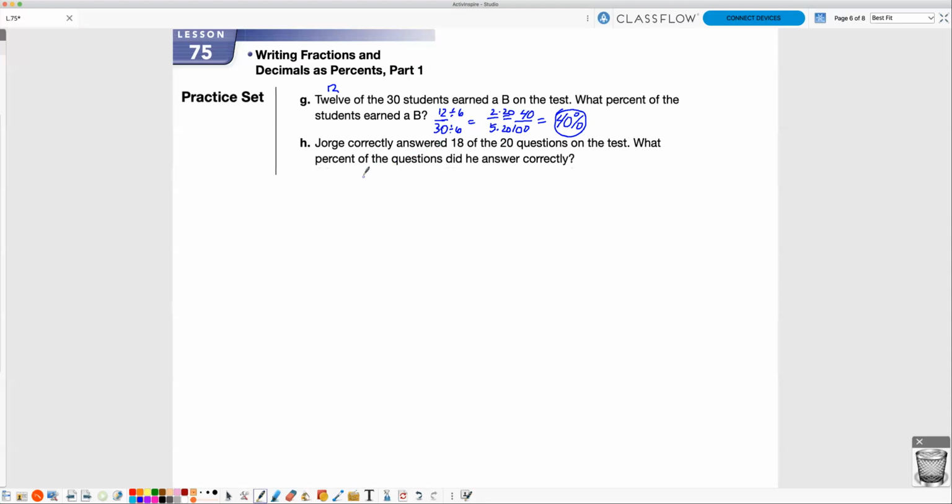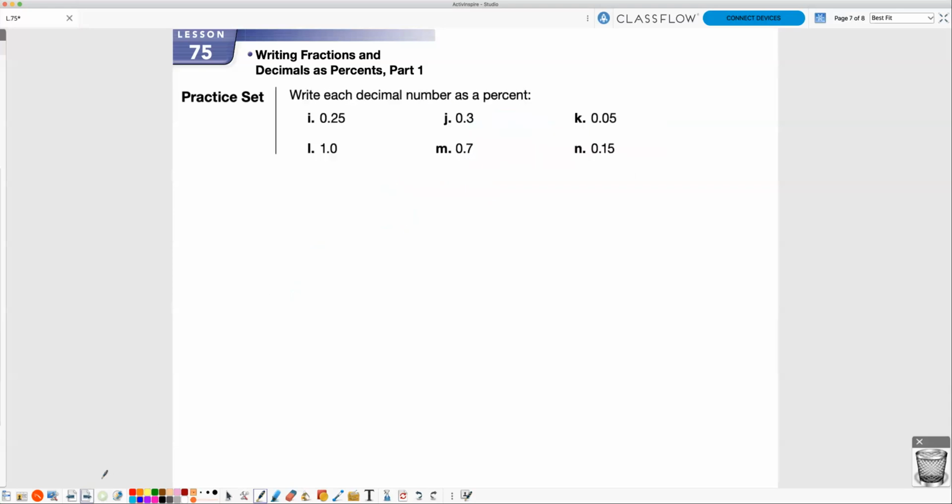Letter H. Jorge correctly answered 18 of the 20 questions on the test. What percent of the questions did he answer correctly? So 18/20ths can be converted into a fraction with a denominator of 100 pretty easily by multiplying by 5. So I have to multiply 18 times 5 to know what the numerator is. And this would be 40, carry the 4, that would be 5, and that would be 90. So this one I can see now as 90 with the percent symbol, because 90 is the numerator. He answered 90% of his questions correctly when he answered 18 out of the 20.